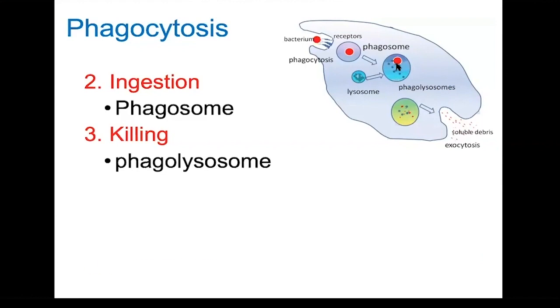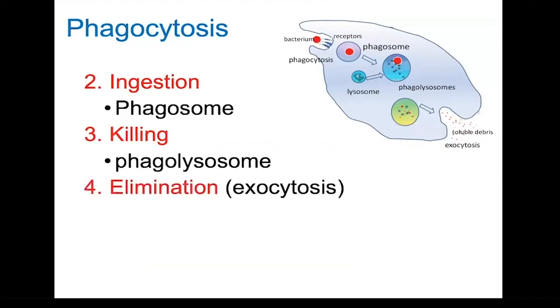That is your killing. And once the killing has occurred, you now have to eliminate all of the molecules that came about from the killing by exocytosis. So you've broken down the cell into molecules, and now you get rid of the molecules by exocytosis.